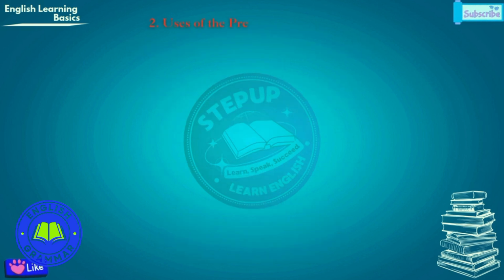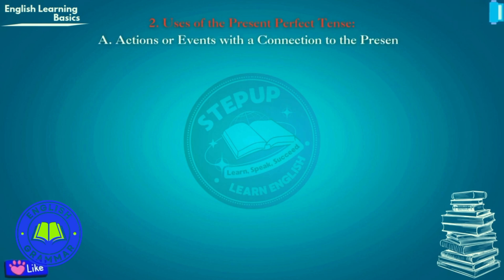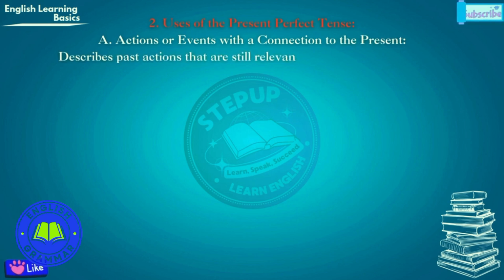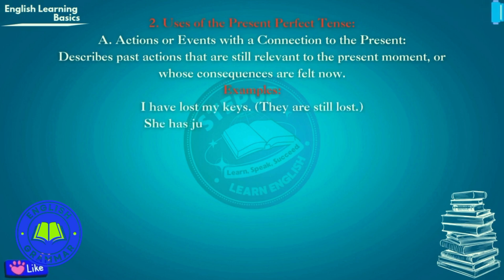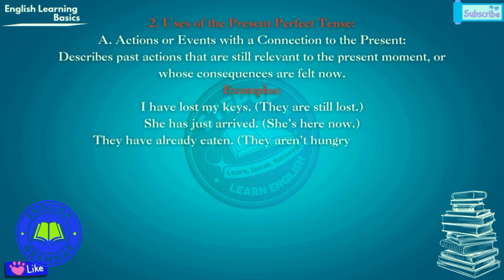2. Uses of the present perfect tense. A. Actions or events with a connection to the present. Describes past actions that are still relevant to the present moment or whose consequences are felt now. Examples: I have lost my keys. They are still lost. She has just arrived. She's here now. They have already eaten. They aren't hungry anymore.